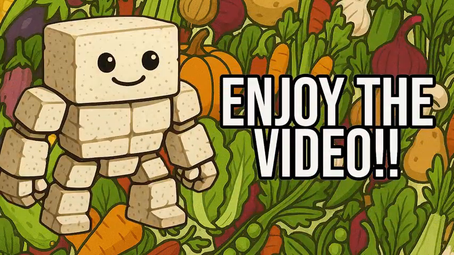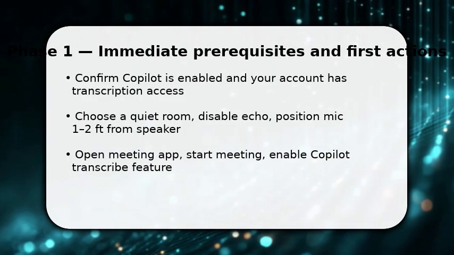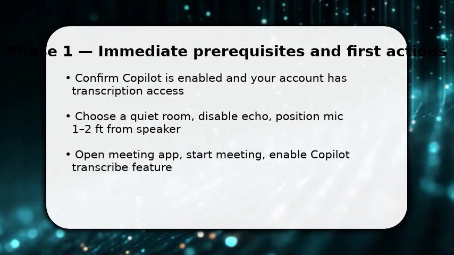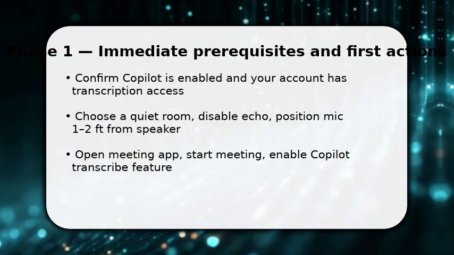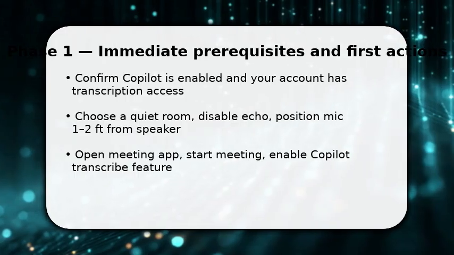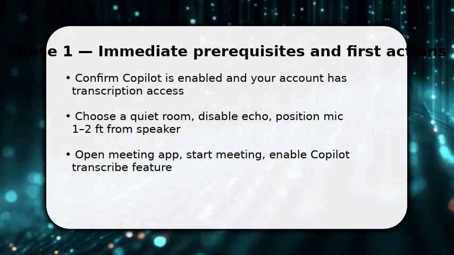Please enjoy the video. You start by enabling Copilot transcription and confirming permission to record. Once done, join the meeting and select the Copilot transcribe option. Don't delay. Make sure input devices are set. Pick the primary microphone and test levels quickly.